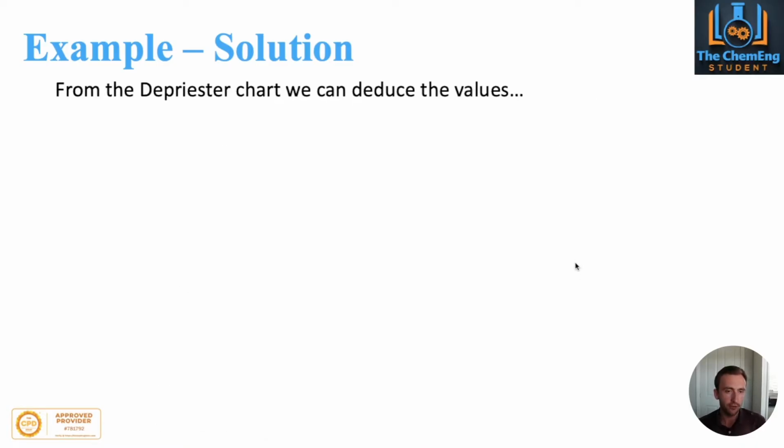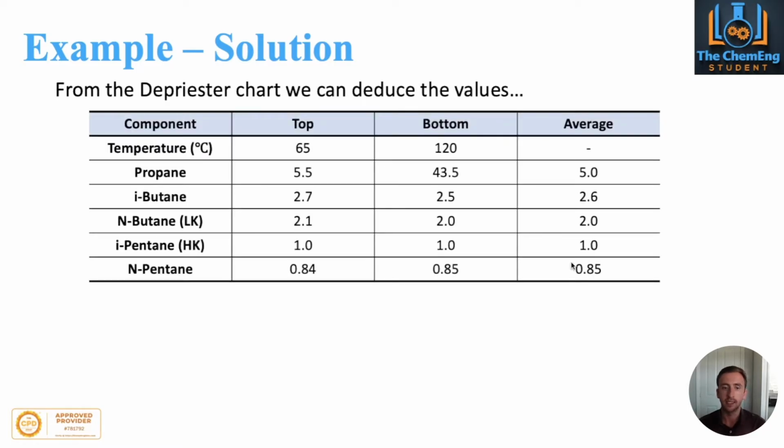Now, from the chart, rather than going through it one by one, we'll just summarise the information that we have. Our top temperature here is 65 degrees and our bottom temperature is 120 degrees. That was part of the question. It wasn't in the initial part of the question, but it now is here. So those are the temperatures that we're operating at. Now, what we want are the values for the top product, the bottom product, and then the average. The reason we need the average is because that's what alpha represents. Alpha is the average relative volatility.